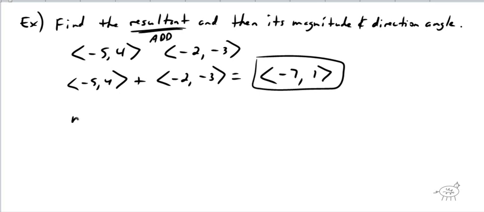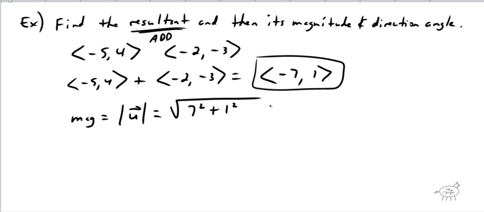So the magnitude, remember, if we call it vector u, doesn't really matter. It's just going to be the square root of 7 squared plus 1 squared. So 49 plus 1, square root of 50, which is 5 root 2. Okay, again, most of the time I'm going to ask you for the magnitude. It's going to be an exact answer.